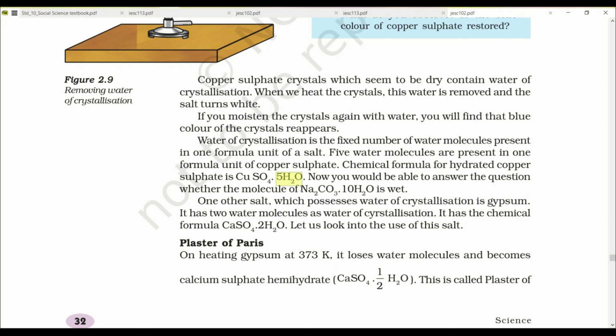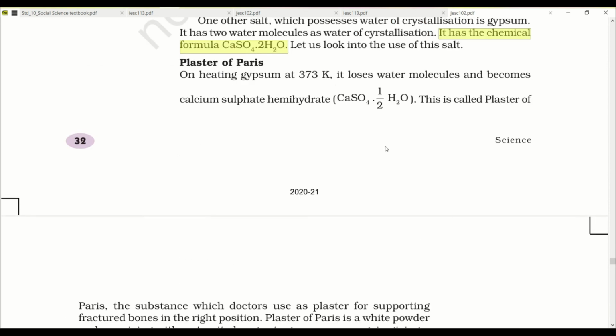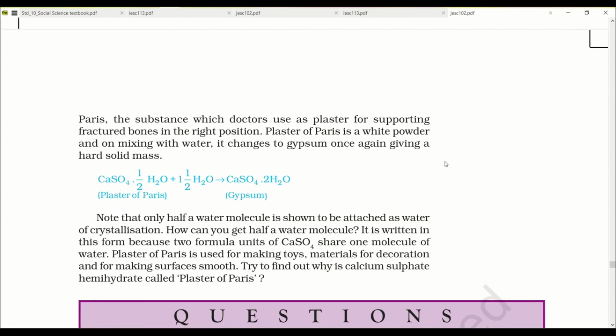The same was in washing soda. One another salt which possesses water of crystallization is gypsum. It has 2 water molecules as water of crystallization. It has the chemical formula CaSO4.2H2O. On heating gypsum at 373 Kelvin, it loses water molecules and becomes calcium sulfate hemihydrate. This is called plaster of Paris.